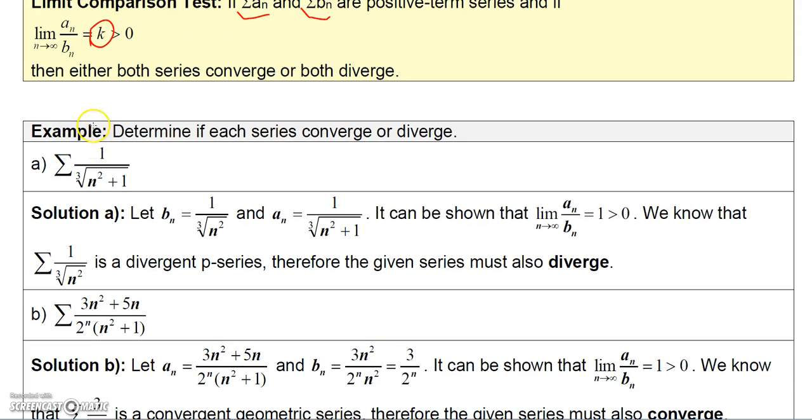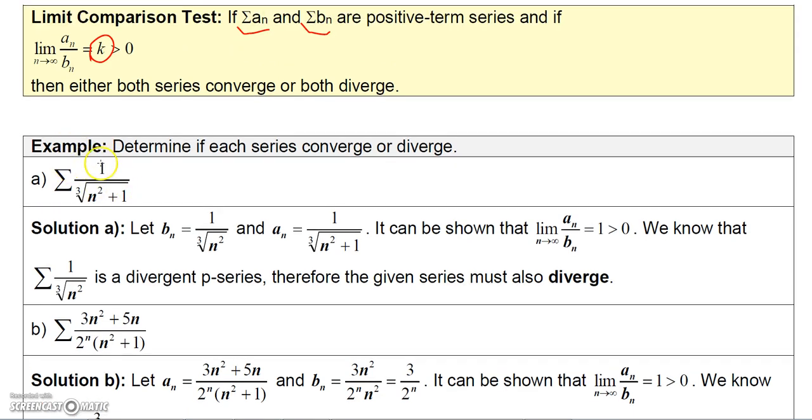Here's an example. I have 1 over the cube root of n squared plus 1. Okay, so here's what I'm going to do. Since that's cube root of n squared plus 1, let me use the series that has the term 1 over the cube root of n squared, because that'd be 1 over n to the 2/3 power. And we know by the P-series that 1 over n to the 2/3 power is a divergent series. So now let's do the ratio.